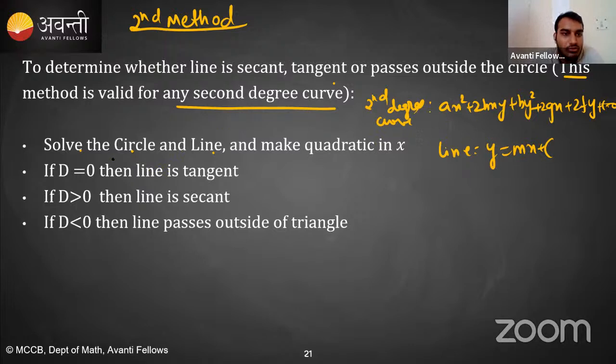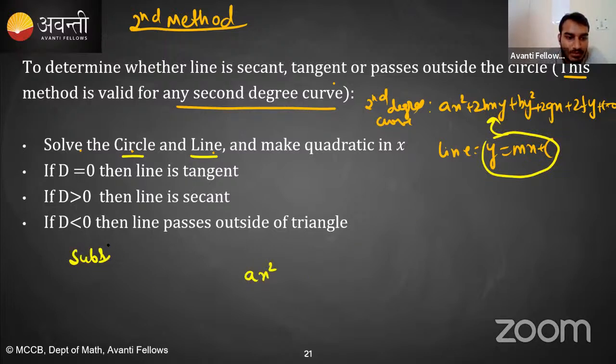In this case, circle. So solve circle and line to make a quadratic in x. So what you can do? Substitute the value of y here. So what you will get? a into x square. So what I'm doing? Substitute the value of y. You can do this for x, y also. So substitute the value of y in the curve to make the quadratic in x.